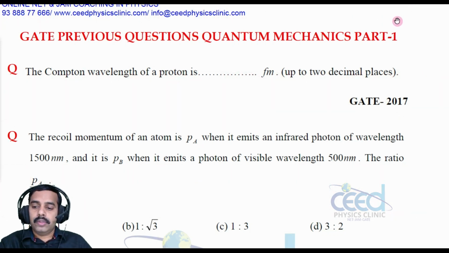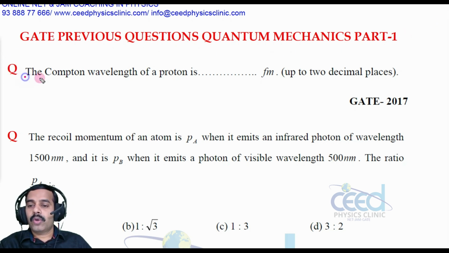Hi friends, good evening. Today we are going to focus on GATE previous questions that are asked from quantum mechanics part 1. So let us start with the first question.